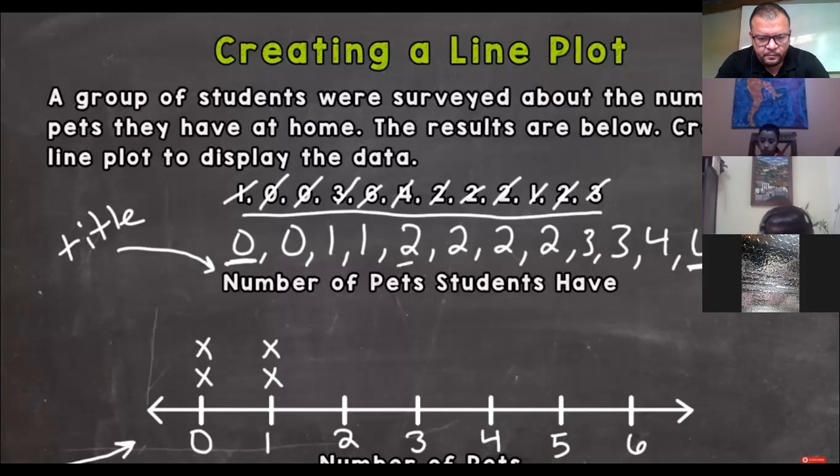Well, 1, 2, 3, 4. So we need 4 X's to represent those 4 students. 1, 2, 3, 4. Then we check how many students have 3 pets. 1, 2.